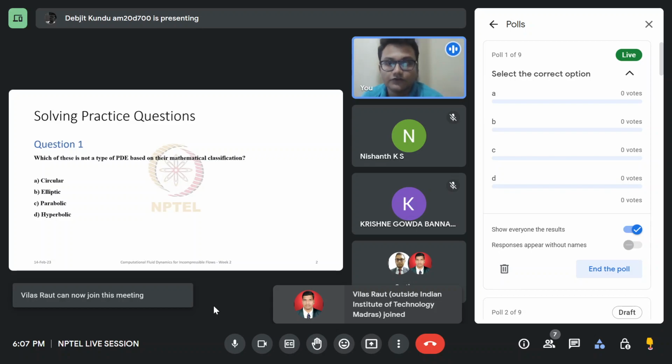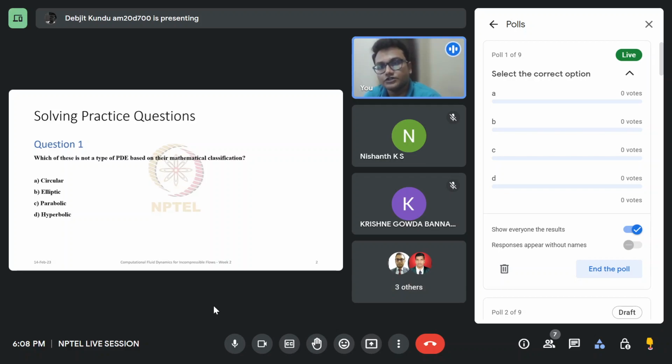If we come back to our question, which is question number 1 of today's session, which says: which of these is not a type of PDE, or partial differential equation, based on their mathematical classification? Is it option A, circular? Option B, elliptic? Option C, parabolic? Or option D, hyperbolic? Take your time, read the question carefully, and once you figure out the solution, put in your response in the poll.